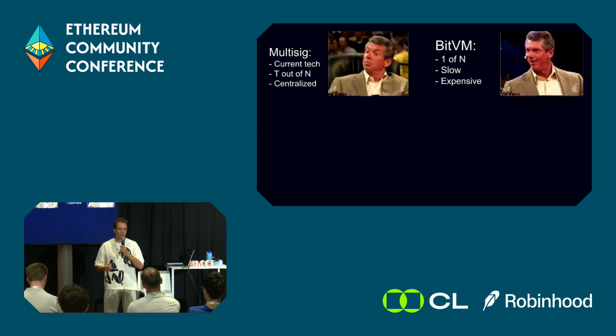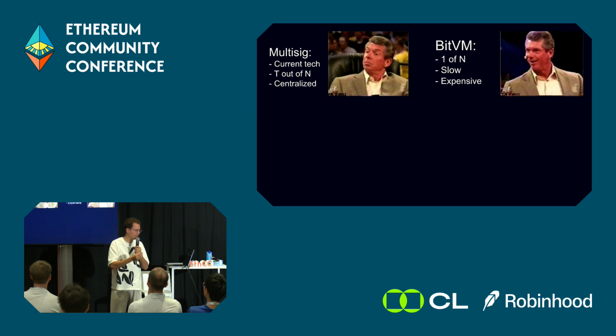Problem with BitVM is it's almost ready, but not live yet. It's 1 out of n, so it's still not trustless. It's called trust minimized. You're minimizing the amount of trust that you need. And then it's still a little bit slow. There's fraud proofs. It's kind of like the optimistic rollups. It's fraud proofs and delay. And it's kind of expensive.